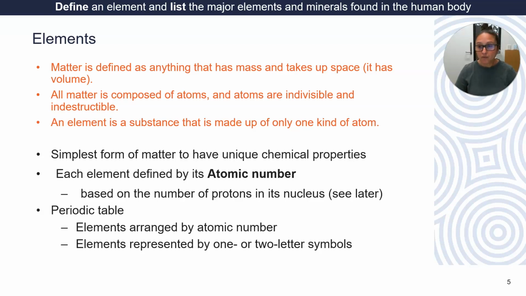So we know what matter is, and we know what matter is made up of. Now, what is an element? An element is something that is made up of only one kind of atom, okay? So they are the three key concepts that I want you to understand, okay? We're going to have a look at this in a minute, so it's all good.